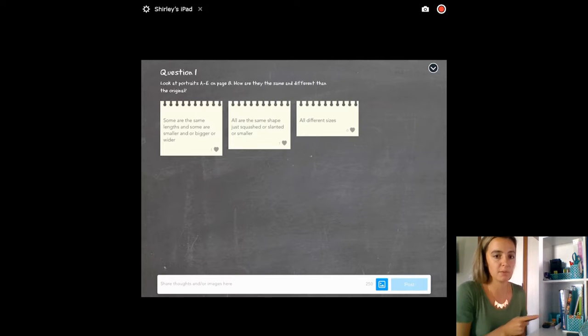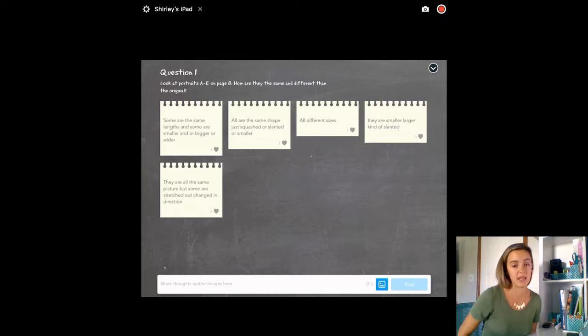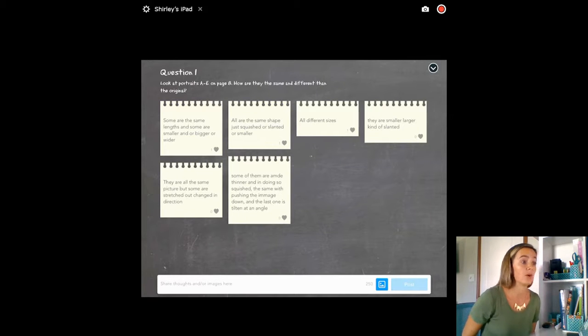As you're posting, if you submit yours, go ahead and read through some of your classmates' to see if they're saying the same thing as you. Maybe they're noticing something that you didn't notice. If you may be confused, their responses could help you think through what we are talking about.